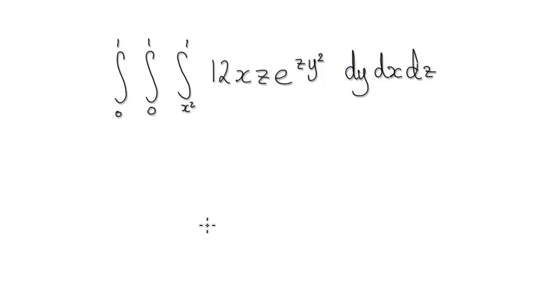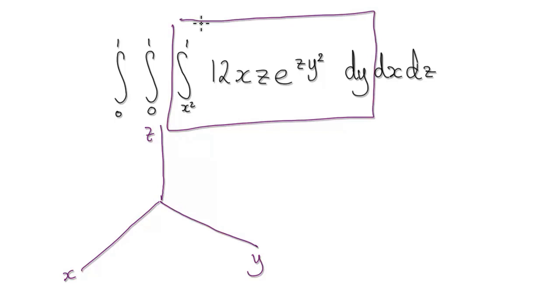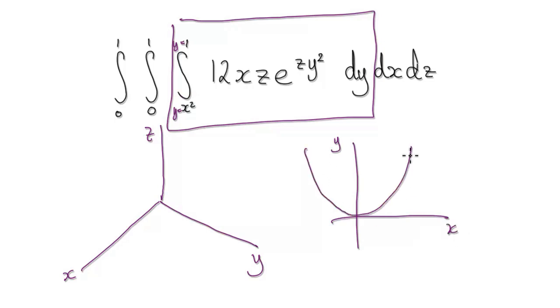So draw your diagram. This is x, y, and z. If you look at the inner integral, this thing here would be y, so that would be y equals something. If you look at this bit here, y equals x squared. Y equals x squared looks like this, but on the 3D diagram, it will look like this.